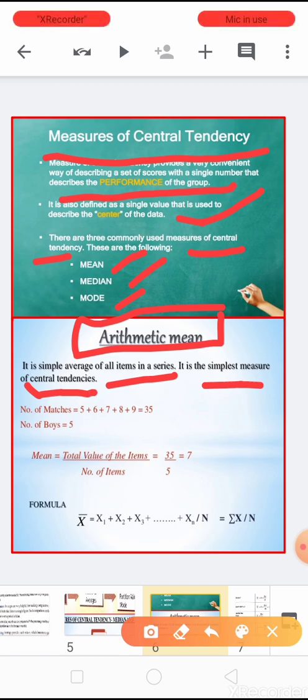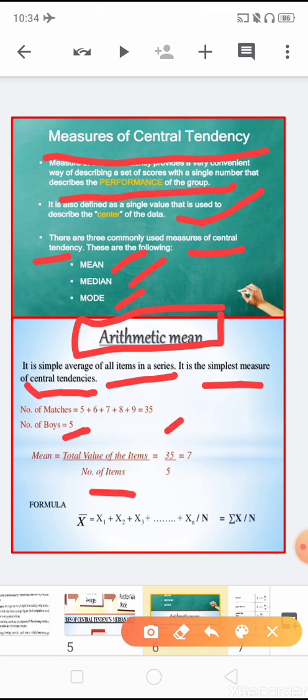So we have an observation here. Suppose the marks scored by the players are 5, 6, 7, 8, 9, and the total number of players is only 5. If we find the mean marks scored by the players, we take the total value of items divided by the number of items. The total value of items is 35 and the total number of items is 5, so 35 divided by 5 is 7.